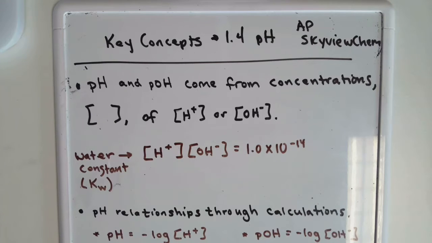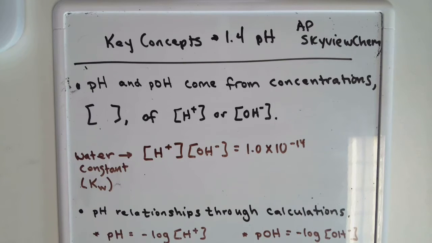Alright, so this is a video to go over pH and pOH. Generally speaking, early in the school year for AP Chem, we deal with strong acids and bases because they ionize completely. But these concepts are true even when we do weak acids and bases, which have only partial ionization.